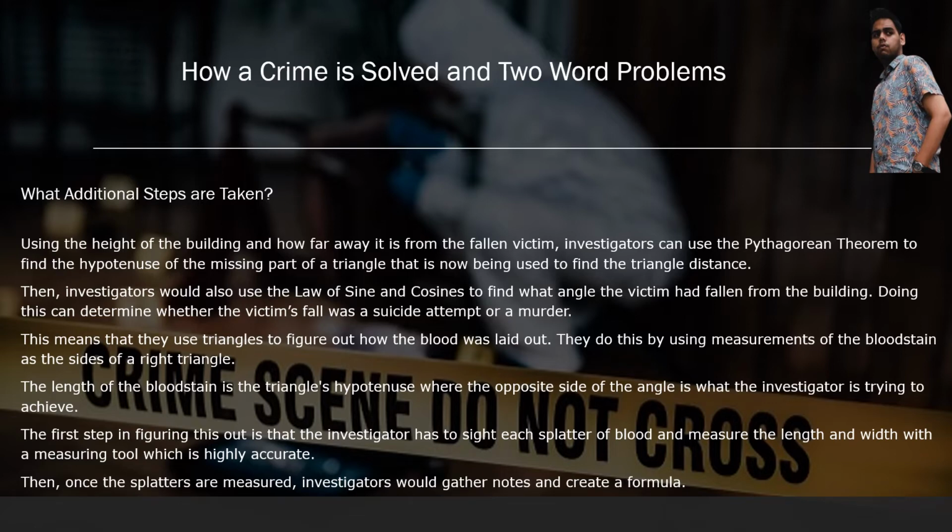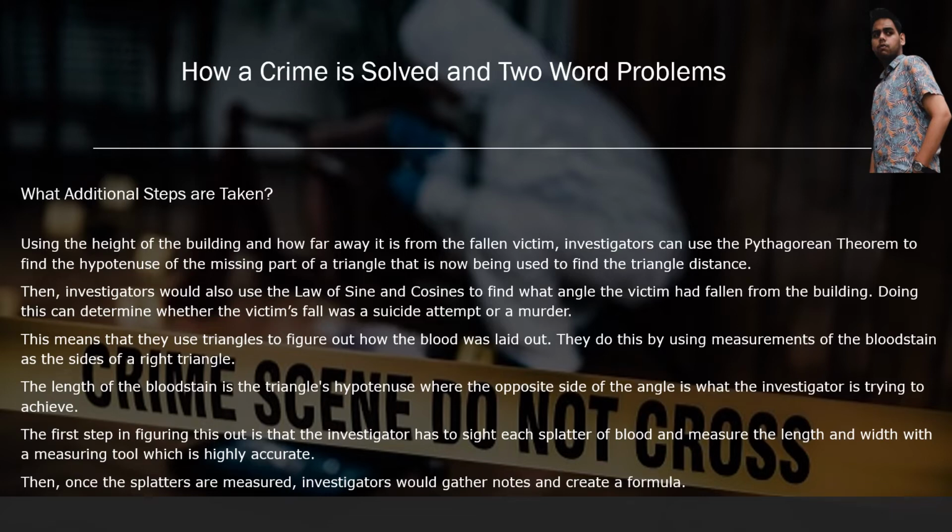What additional steps are taken? Using the height of the building and how far away it is from the fallen victim, investigators can use the Pythagorean theorem to find the hypotenuse, the missing part of a triangle that is being used to find the distance. Then, investigators will also use the law of sines and cosines to find what angle the victim had fallen from the building. Doing this can determine whether the victim's fall was a suicide attempt or a murder.